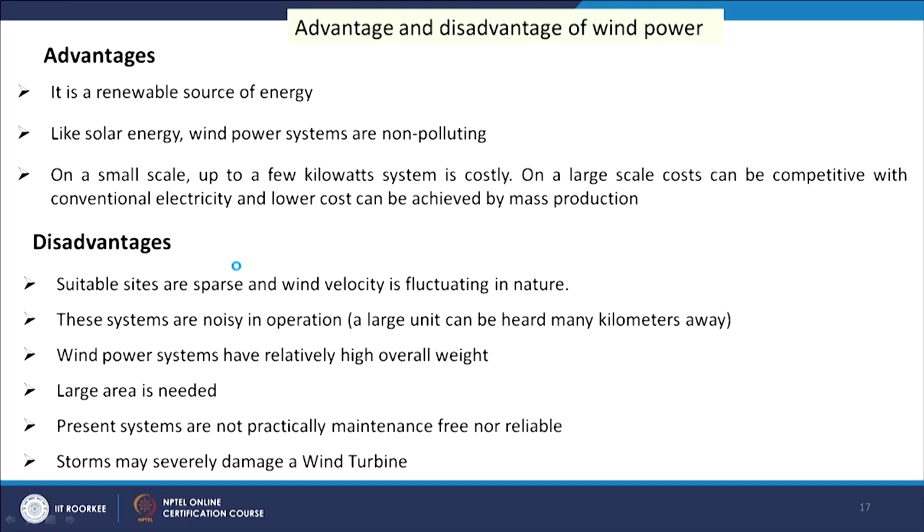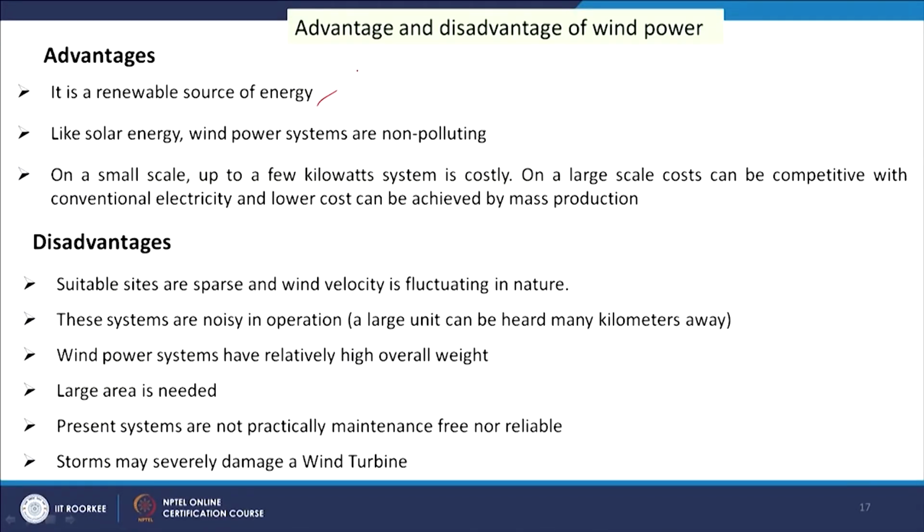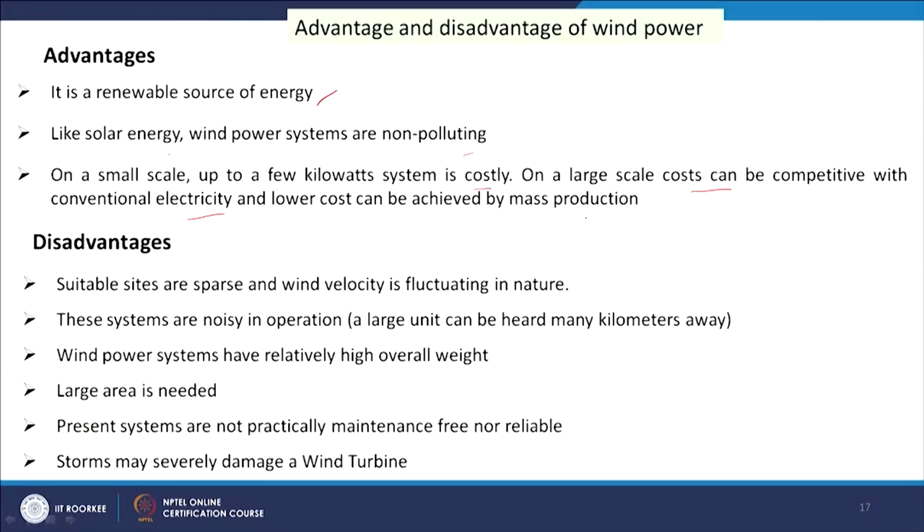Now, the advantages and disadvantages of wind power. It is a renewable source of energy, this is the first advantage. Like solar energy, wind power systems are non polluting, no pollution from the wind power. On a small scale, up to a few kilowatt, the system is costly, but on a large scale cost can be competitive with other types of energy available, particularly conventional electricity, and lower cost can be achieved by mass production. So, these are the advantages of wind. Basically, it is pollution free.